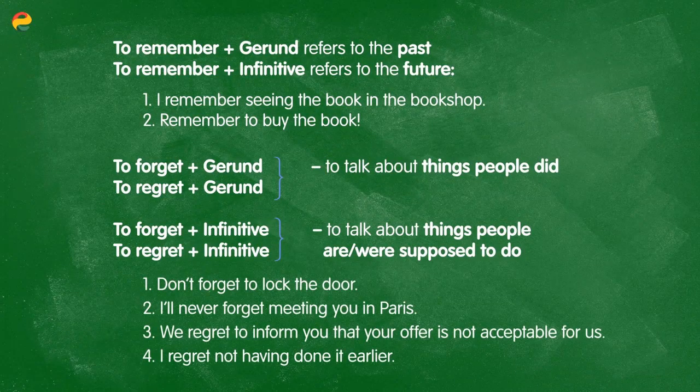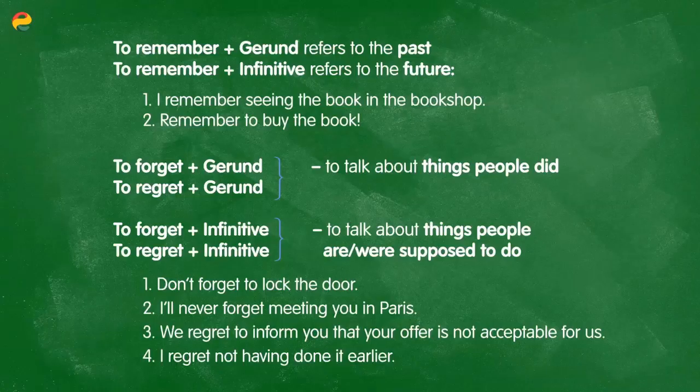Now again, to forget with the gerund or to regret with the gerund are used to talk about things that people did in the past. However, forget and regret when used with the infinitive talk about things that people are supposed to do or were supposed to do. For example, if I say, don't forget to lock the door, here I'm giving you a task, much like remember to buy the book.